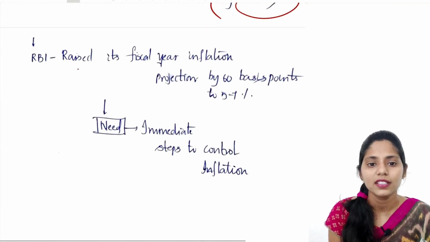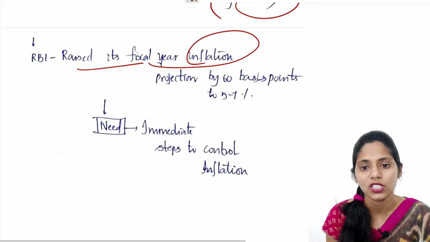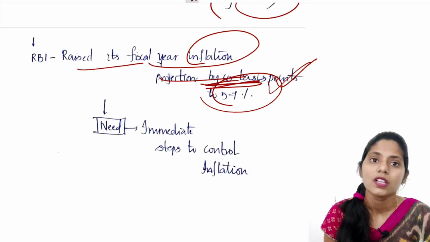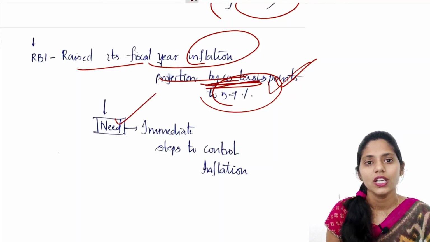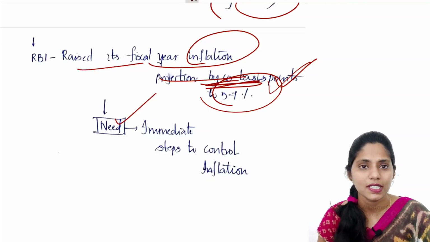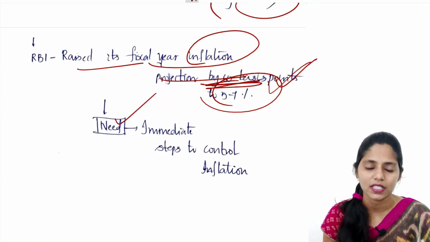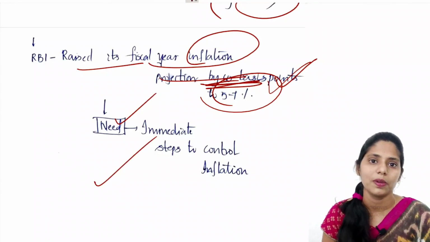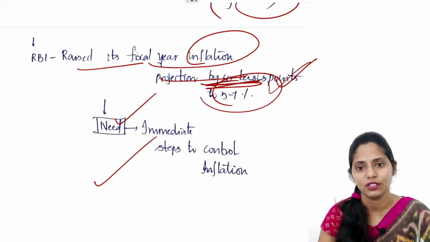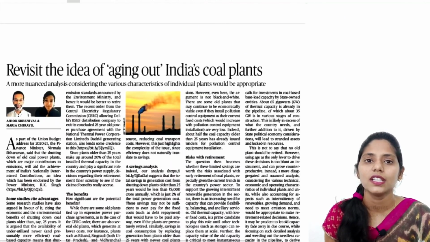RBI raised its fiscal year inflation projection by 60 basis points to 5.7%. So in these conditions, what is the need? The need here is that RBI needs to take some immediate steps to control inflation in our market. So this is the gist of this topic, and I hope it is very clear now. Now let us see the next topic.